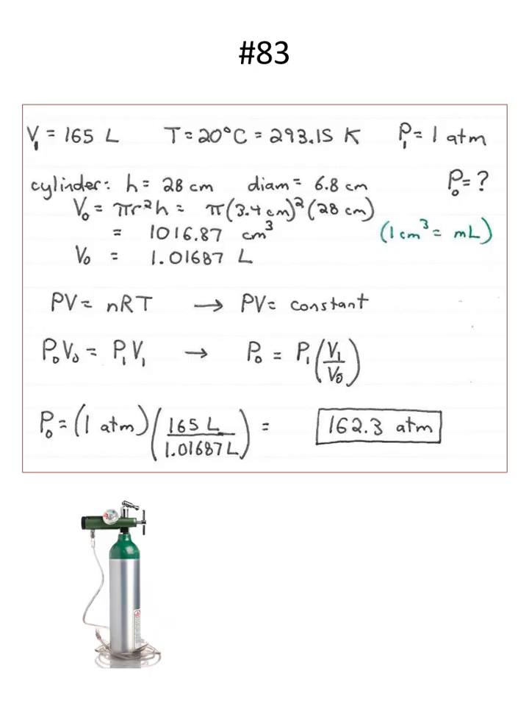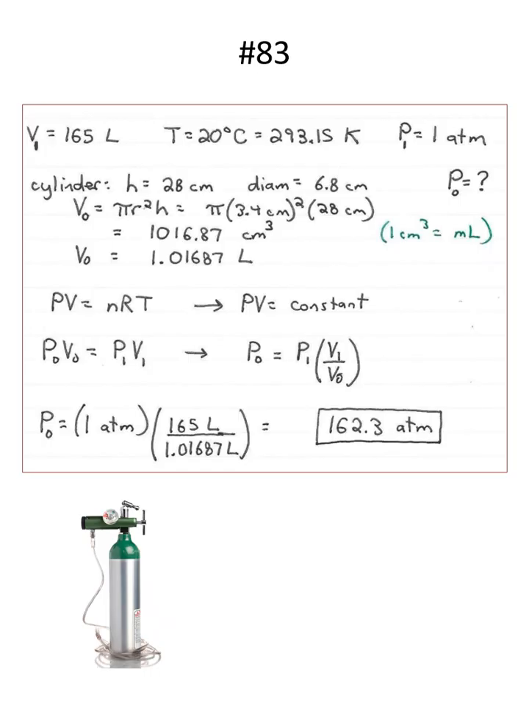Number 83, involving medical oxygen. The medical oxygen cylinder supplies 165 liters of oxygen gas at 20 degrees Celsius and 1 atmosphere pressure. Internally, the cylinder measures 28 centimeters high by a 6.8 centimeter in diameter. What's the pressure in a full M6 cylinder at 20 degrees Celsius? So we're talking about highly compressed oxygen. We expect it's going to be much more than 1 atmosphere.